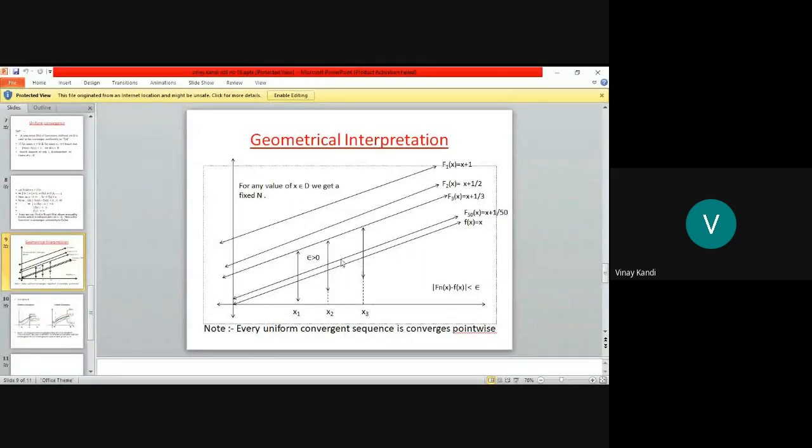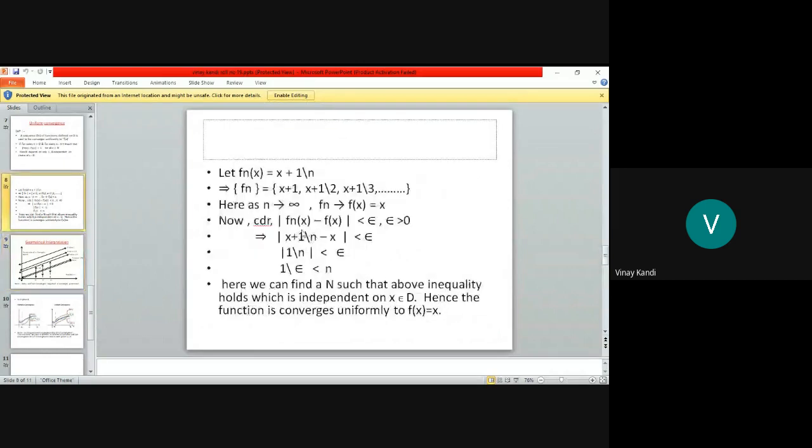Now what is the meaning of this sentence: fn of x minus f of x is less than epsilon? It means you take an epsilon neighborhood around f of x, then your condition holds: fn of x minus f of x less than epsilon. So here we can find capital N such that the above inequality holds, which is independent of x belonging to D. Now even if you change the point here, your capital N does not change. Hence the function converges uniformly to f of x equal to x.